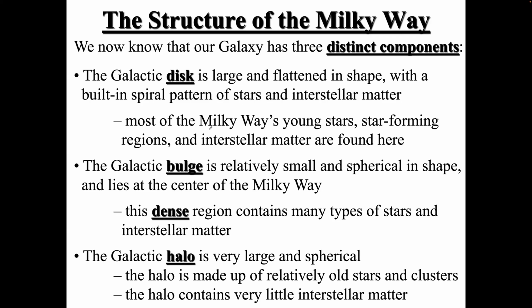And then there is a third one, which is called the galactic halo. It is a very large spherical region, and this halo is made up of usually very old stars and clusters, and it normally contains very little interstellar matter.